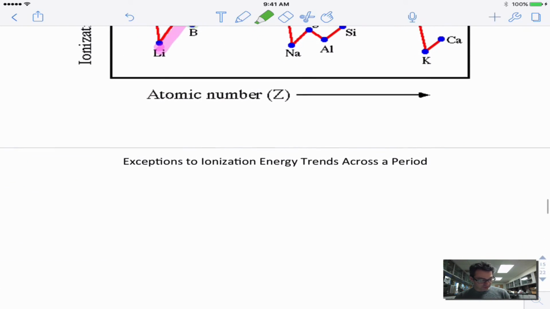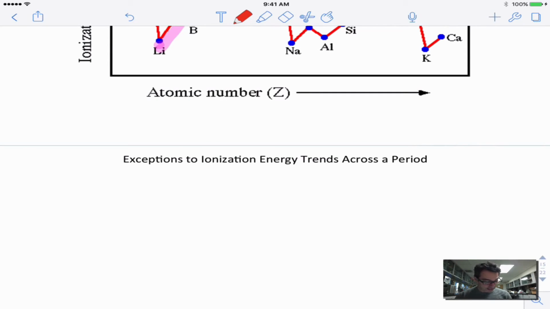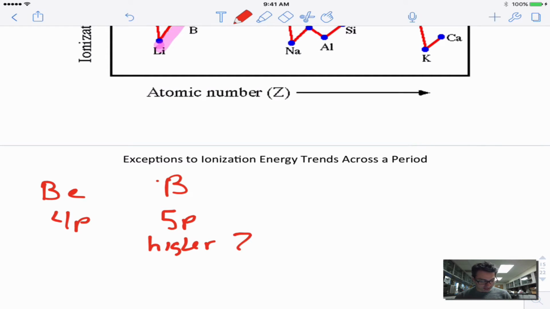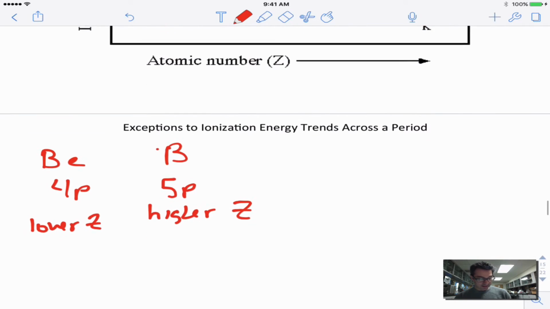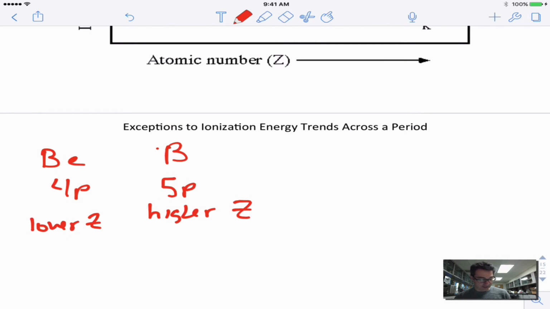So let's look at these two and why they are exceptions. Let's look at beryllium versus boron. Well, beryllium has 4 protons. Boron has 5 protons. So it has more protons. That means that boron has a higher nuclear charge, higher Z, and beryllium has a lower Z. Yet, when we look at the ionization energy for these, the ionization energy for beryllium is about 900, and for boron is about 800. So there's a little bit of a dip.